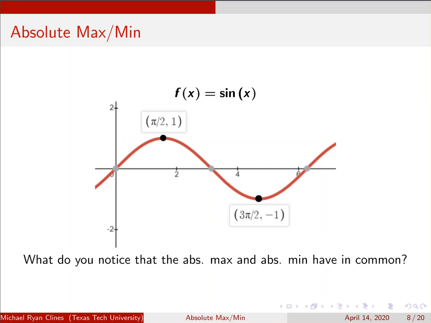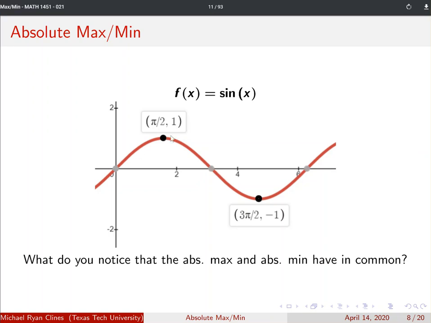So we have to ask ourselves this question before we get to those other definitions. What do you notice about the absolute maximum and the absolute minimum? For example, what do they have in common? So if we look at where it reaches this peak right here, or it bottoms out right here, what do they have in common? Now, one's way up here, one's way down here, one's over here, one's over here.